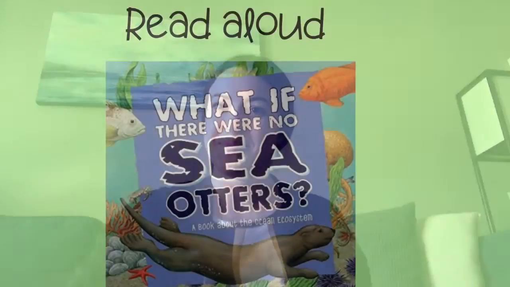So now that we're thinking about what could potentially happen and what would be some of the consequences of an animal no longer being in the food web, I want us to explore this topic a little bit more. So we're going to go ahead and read a book called What If There Were No Sea Otters by Suzanne Buckingham Slade.